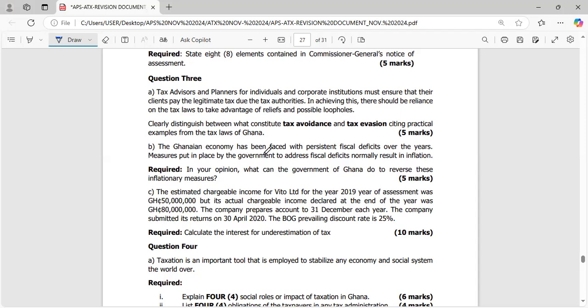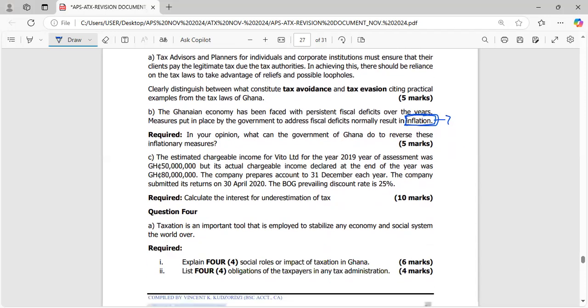They said the Ghanaian economy has been faced with persistent fiscal deficit over the years. Measures put in place by the government to address this fiscal deficit normally result in inflation. Normally, if there is a deficit, they just go to the Bank of Ghana and print more currency, and inflation comes in. So in your opinion, what can the government of Ghana do to reverse these inflationary measures?